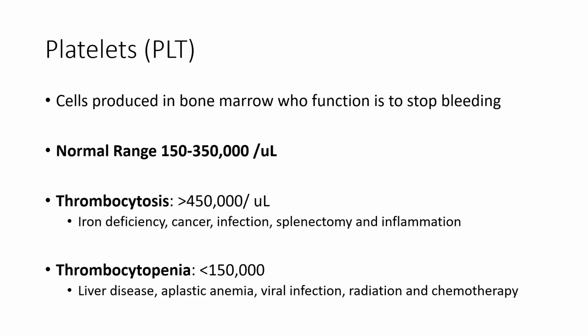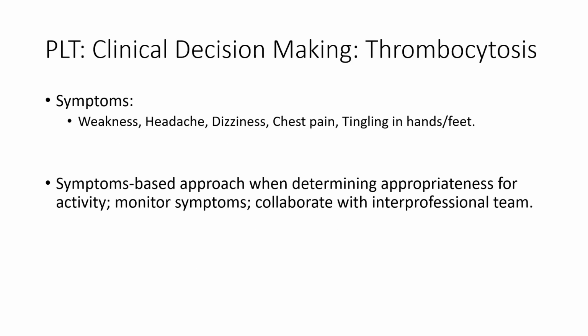Normal range, 150 to about 350. Thrombocytosis, again, too many platelets. We can see this with iron deficiency, cancer, inflammation. Thrombocytopenia, again, thrombosis, cyto, clot, cell, penia, lower amounts, less than 150. We can see this with chemotherapy, radiation, certain infections, and liver disease. For thrombocytosis, we have too many platelets. Again, systems-based approach, factor in other things to this patient.